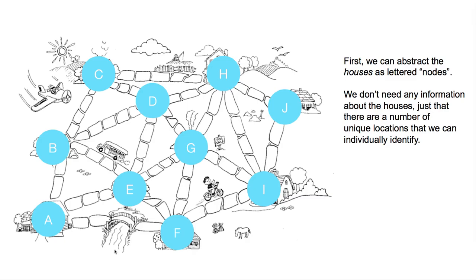So how can we abstract even further away from the diagram? Well, we don't need to know anything about the houses. We don't need to know their size or their specific location, just that they're connected to other houses via paths. So we can essentially abstract these houses to these labelled nodes, and we give each house a unique identifier, which is simply a letter of the alphabet.